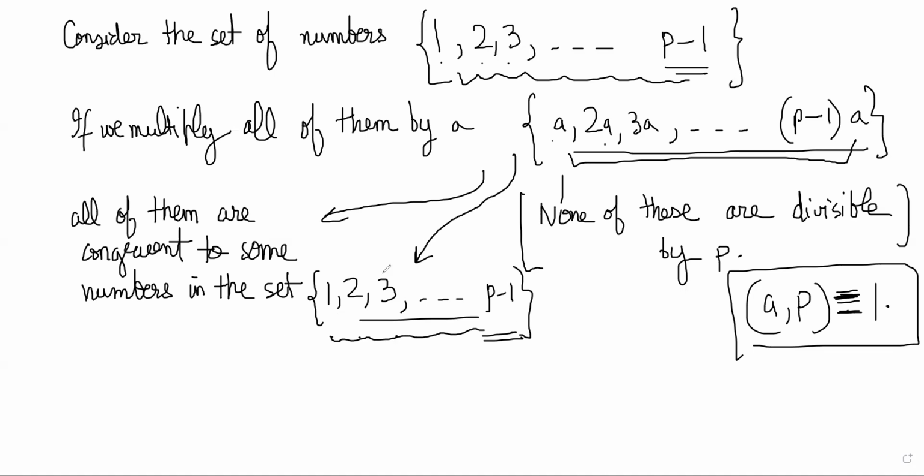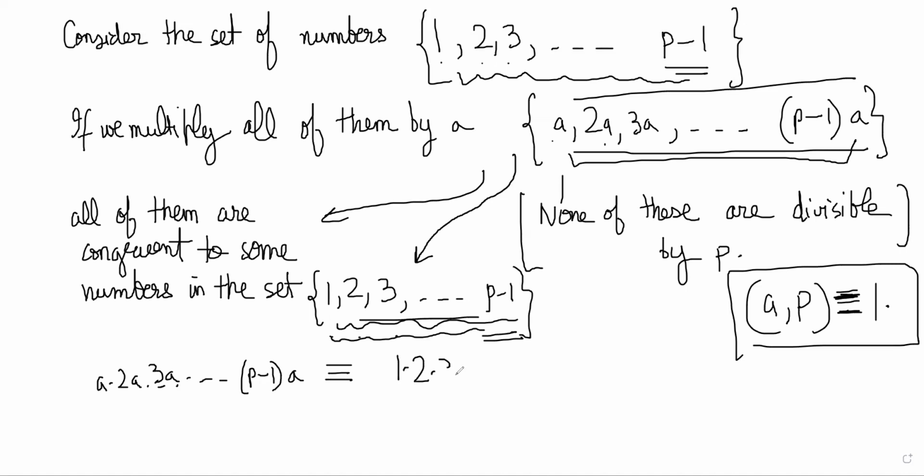So what we can say is, if we take the product of these incongruent numbers, that should be equal to the product of these numbers, right? So A times 2A times 3A times (P minus 1) times A should be congruent to 1, 2, 3, P minus 1 mod P. And 1, 2, 3 till P minus 1 will get cancelled on both sides, because all of those numbers are co-prime with P, right?